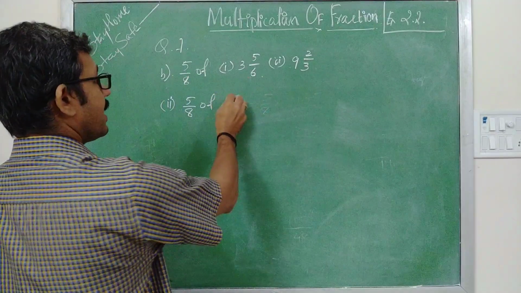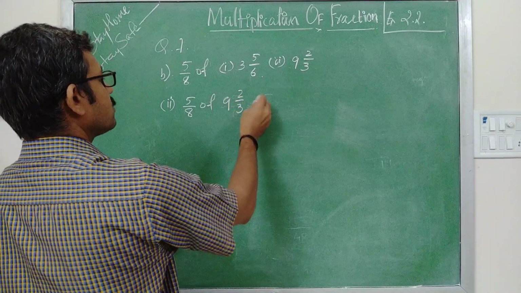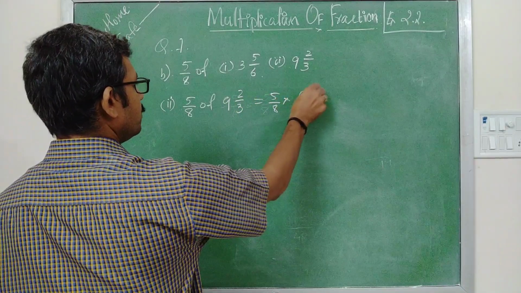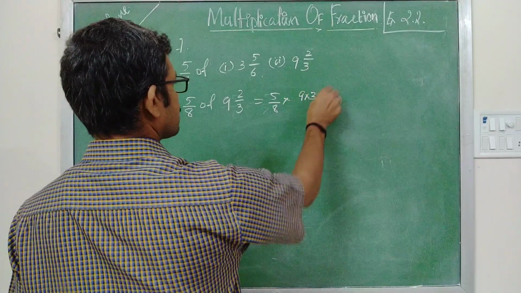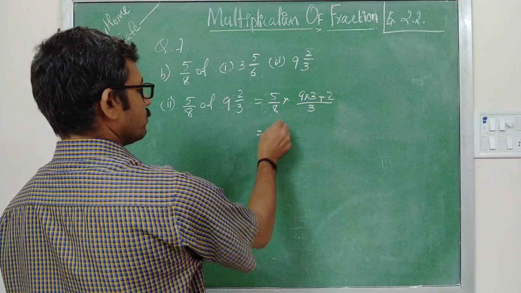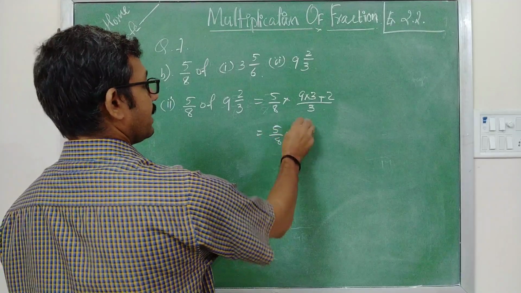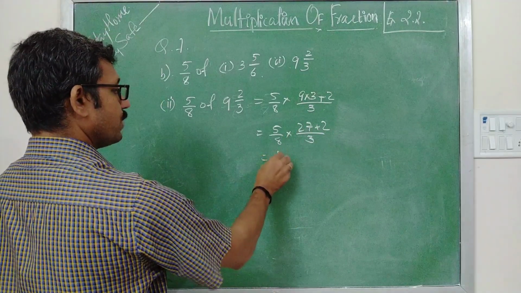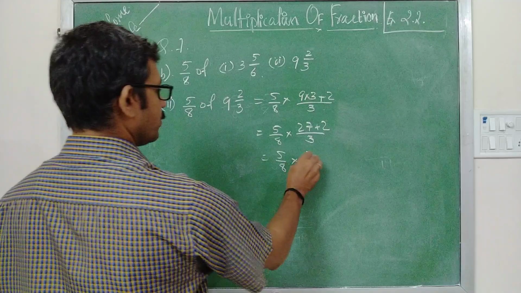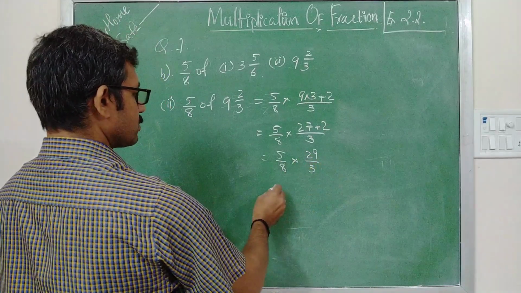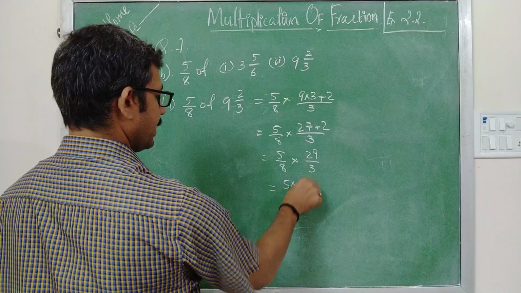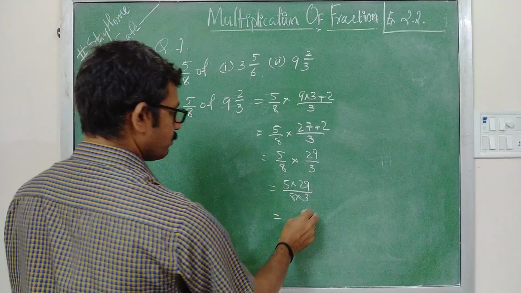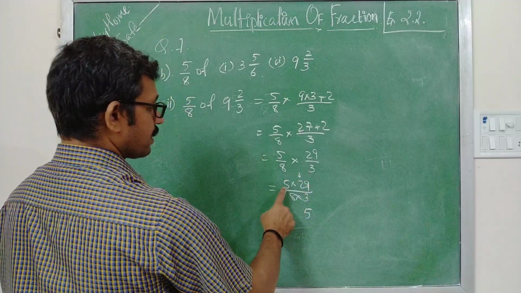What is 9 integer 2 upon 3? Which is equal to 5 upon 8 into 9 into 3, plus 2 upon 3. Which is equal to 5 upon 8 into 9 3s are 27 plus 2 upon 3. Which is equal to 5 upon 8 into 29 upon 3. Which is equal to 5 into 29 upon 8 into 3. Which is equal to, I multiply this: 5 9s are 45, 4 carry, 5 2s are 10.